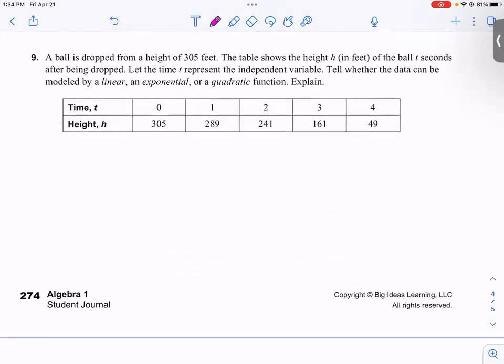Okay, now, just to end out our time together, do you have any ideas about number 9? You think so? Linear. Quadratic.